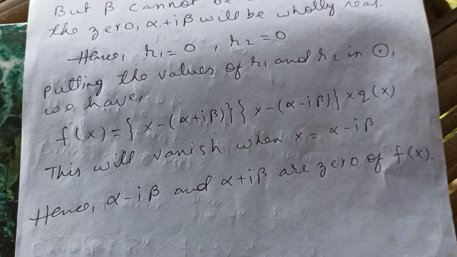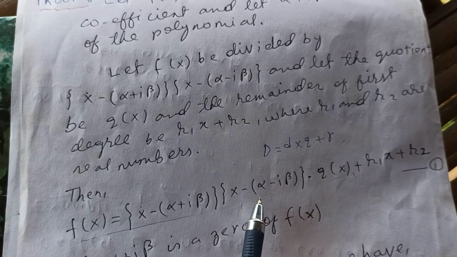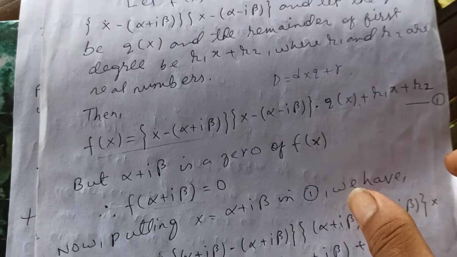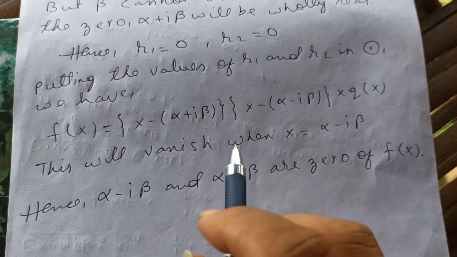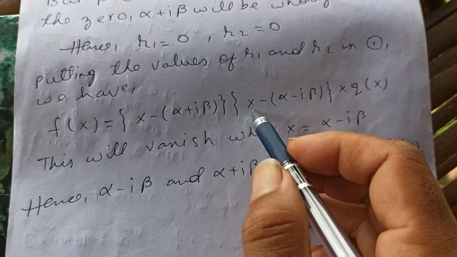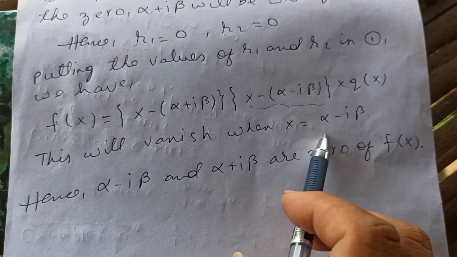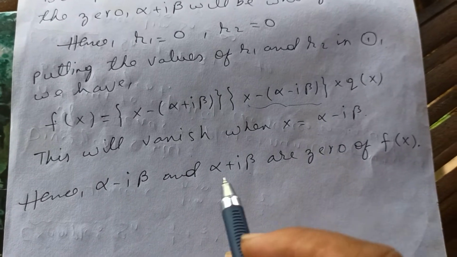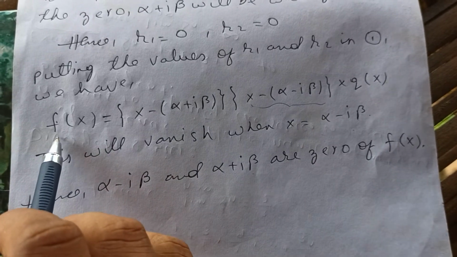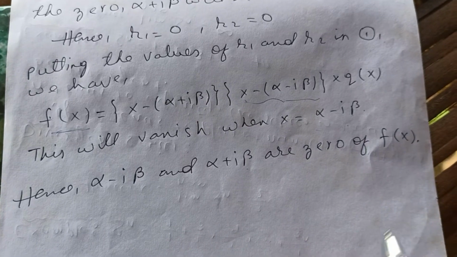First, we have already done that when x is equal to alpha plus i beta, this polynomial is 0. And similarly, if you substitute the value of x equal to alpha minus i beta, then this will be 0, meaning this whole thing will be 0. Therefore, f of alpha minus i beta is 0, meaning alpha minus i beta is also a zero of this polynomial f of x. Hence, alpha minus i beta and alpha plus i beta are zeros of f of x.